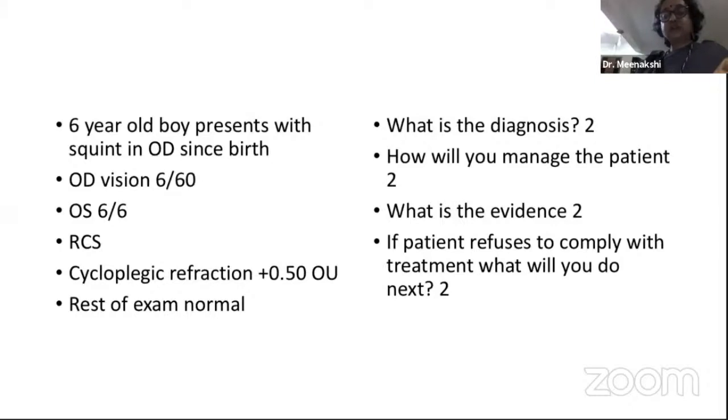How will you manage the patient? So full refractive correction can be given since it's an esotropia. With glasses first, refractive correction we'll give first with full corrective glasses. Doctor, the patient's refractive error is 0.5. So yeah, we can try with occlusion therapy.